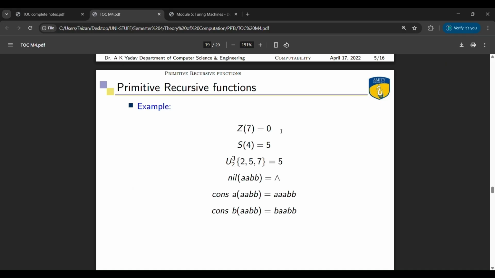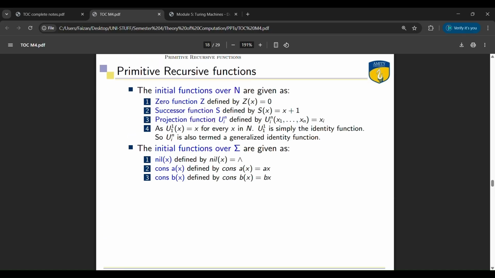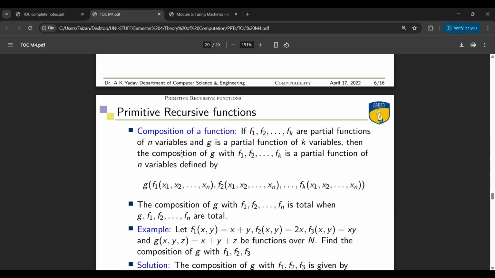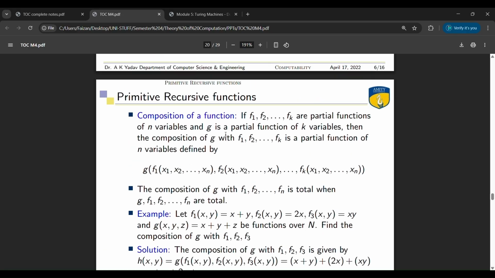Here's an example. If you have z(7), it's a zero function, so you'll have 0. s(4) is a successor function, so you'll do 4 plus 1, which is 5. u has a tuple of 3, and you need the second position, which is 5, hence your output will be 5. Again, for the alphabet, nil(AABB) will give you nil. cons_a(AABB), you'll just add another A, and for cons_b you'll add another B. That's all there is to primitive recursive functions. Three types: you just define them and give an example, and that's it.